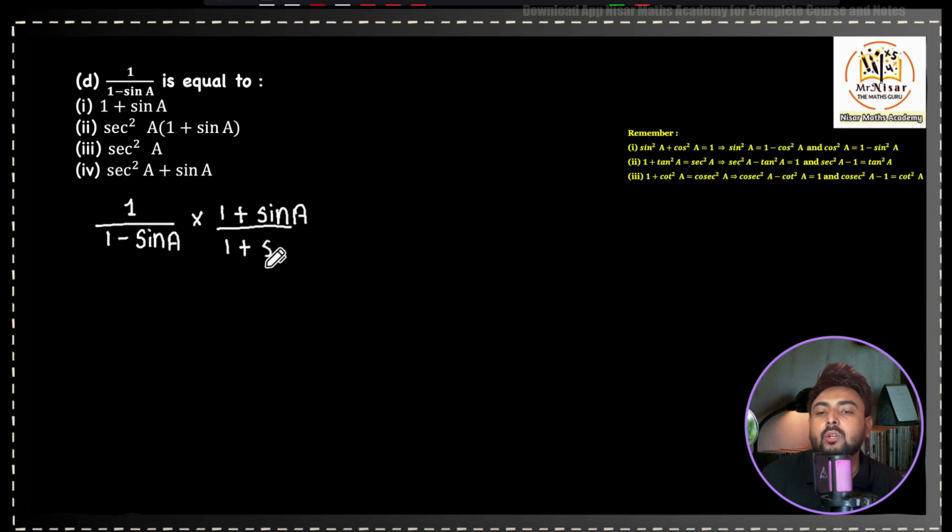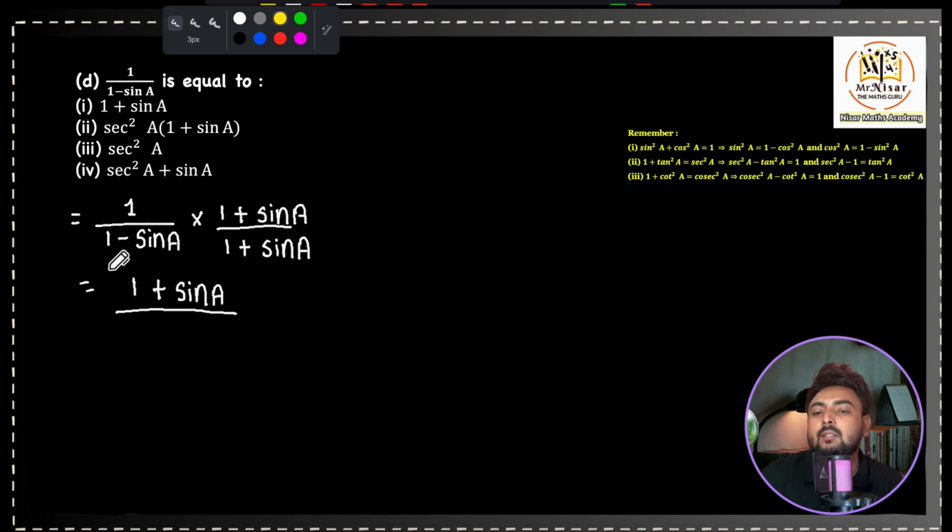Conjugate means opposite. If plus is there, take minus. If minus is there, take plus, and multiply it with the numerator and denominator. So just rationalize it now. 1 into 1 plus sine A, what will we get? We get 1 plus sine A. Now in the denominator, what do we have, children?